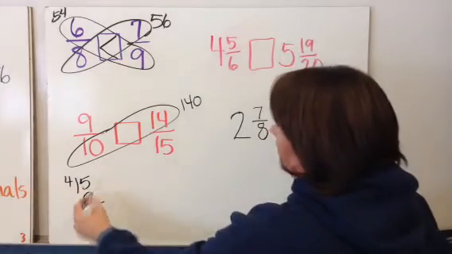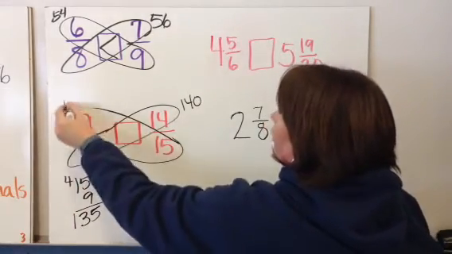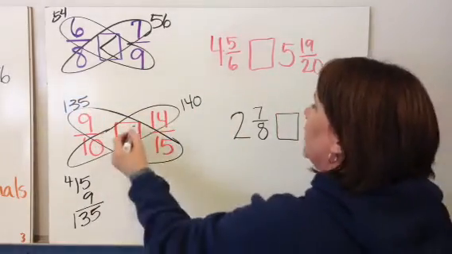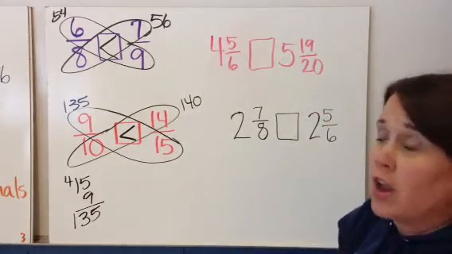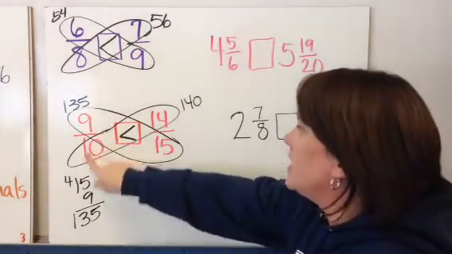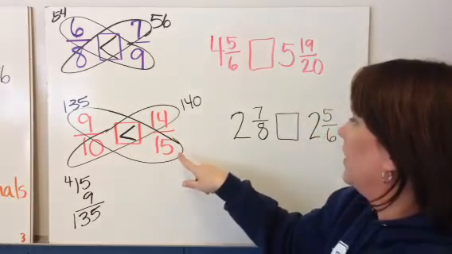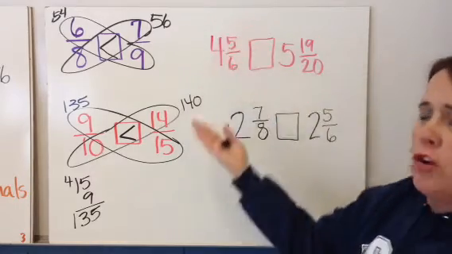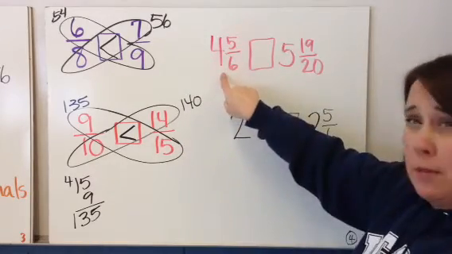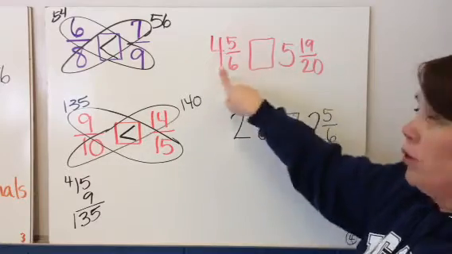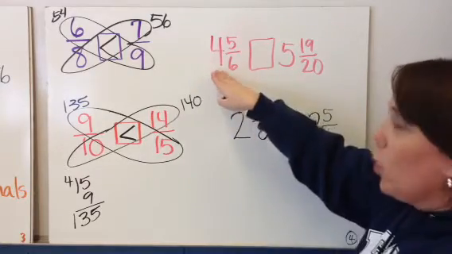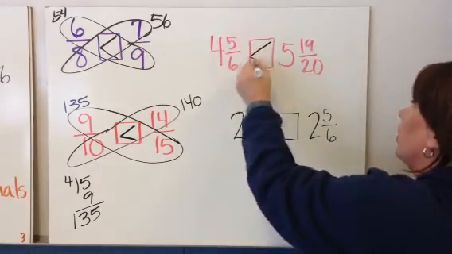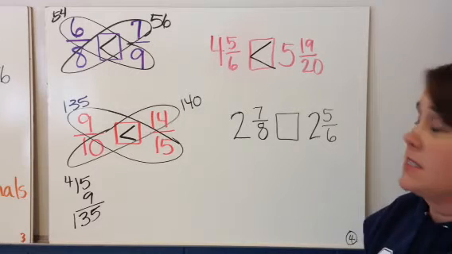Okay, so now I have 15 times 9, and that is 135. And then I have 140 is greater than 135, so 14/15 is greater than 9/10, or 9/10 is less than 14/15. Now when you look at a problem like this and it's a mixed number and we're asked to compare, well, first of all, think of the obvious. If they have two different whole numbers, which whole number is larger? 4 and 5/6 or 5 and 19/20? 5 is bigger than 4, so we know that this one's the larger mixed number.